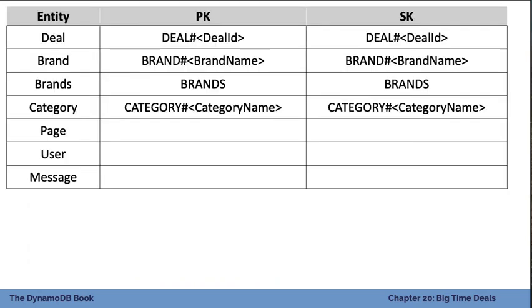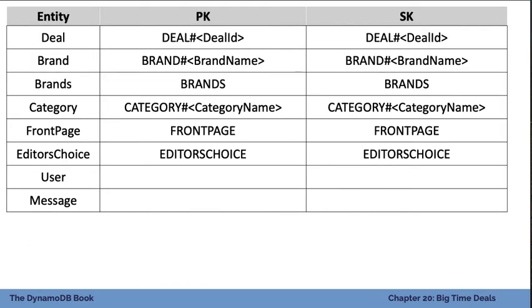So if we go back to our entity chart here, we're going to add two more entities in here that we didn't have before. We're changing that page into more specific ones. So we have that front page entity that has a PK and an SK of just FRONT PAGE in all caps. Likewise, we have that editor's choice entity, which has the PK and SK of EDITOR'S CHOICE in all caps.